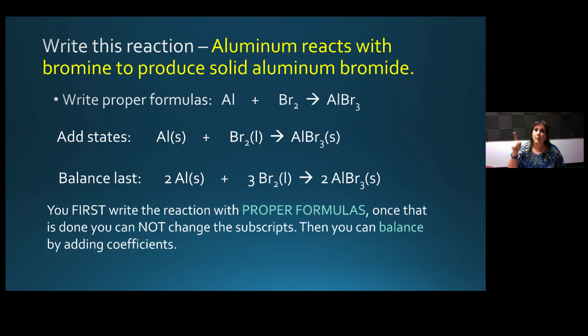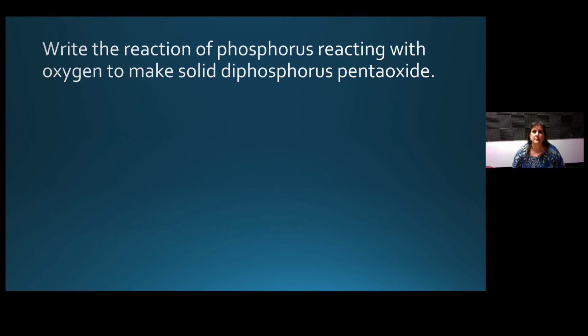Let's try another one. Again, reminder, first write the reaction with proper formulas. Once that is done, you can't change those subscripts. You balance last. Again, balancing is last. Don't try to do it ahead and don't copycat. Always check your charges. All right, now let's write the reaction of phosphorus reacting with oxygen to make solid diphosphorus pentoxide. Okay, pause, write this reaction out, see if you can include the states and balance it all on your own. Go ahead, pause.